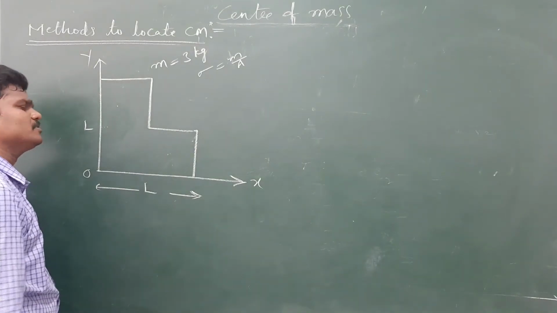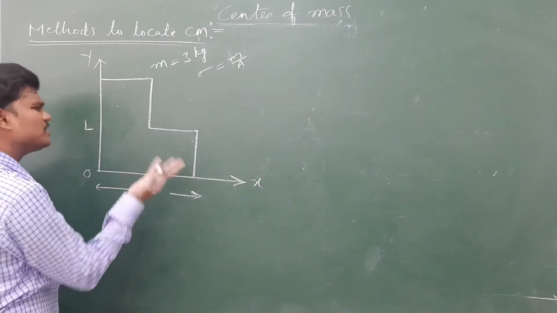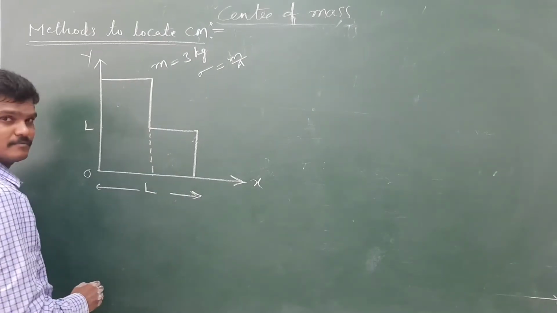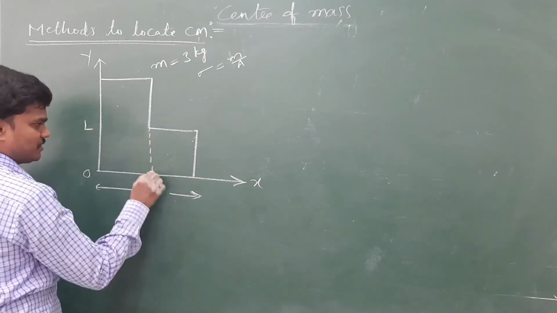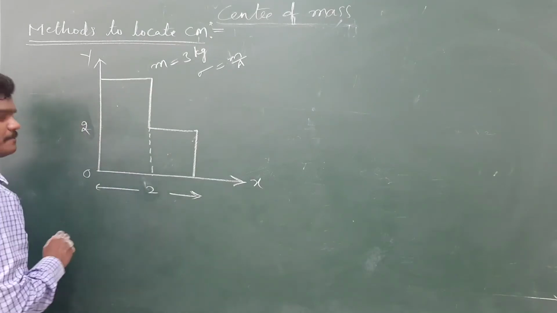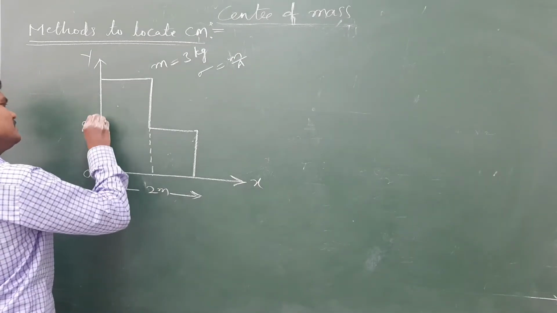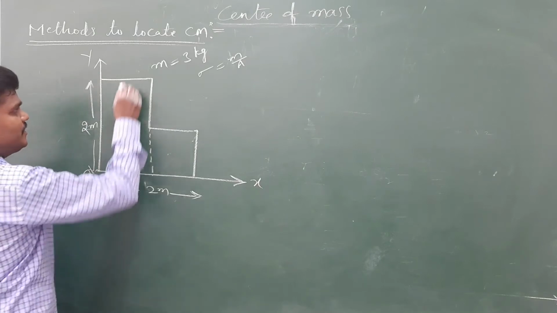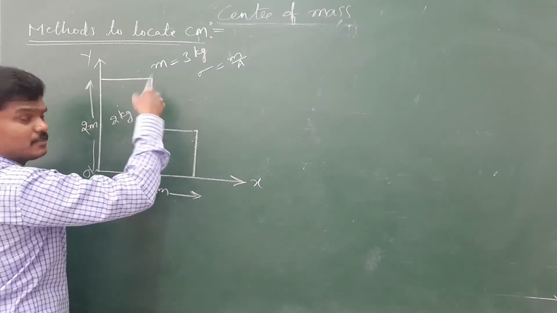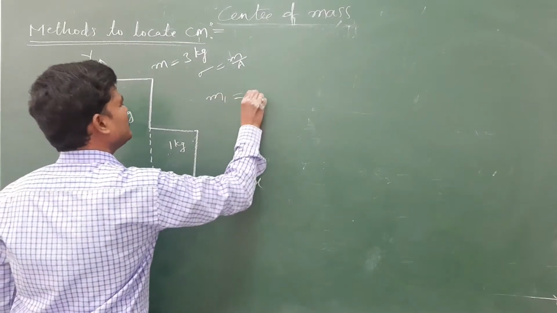You can divide it into 3 parts or 2 parts, your wish. So 3 parts is also possible. This is 1 part, this is 1 part, 3 parts. 2 parts is also possible. Let us suppose from here to here is 1 part. Let me write this side as 2 meter. Here, due to uniformity, this can be taken as 2 kg. So M1, let us take M1 as 2 kg.